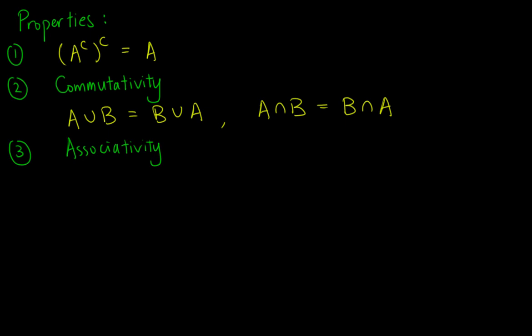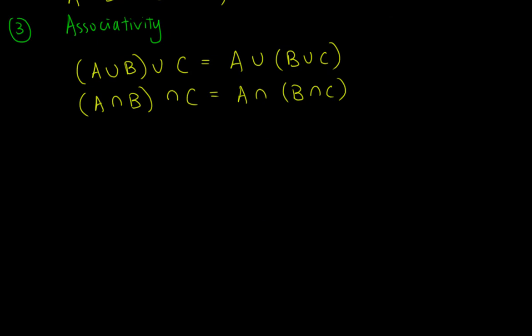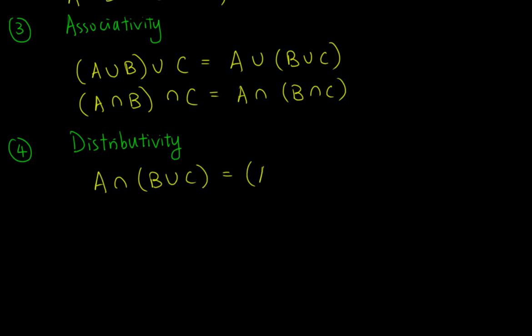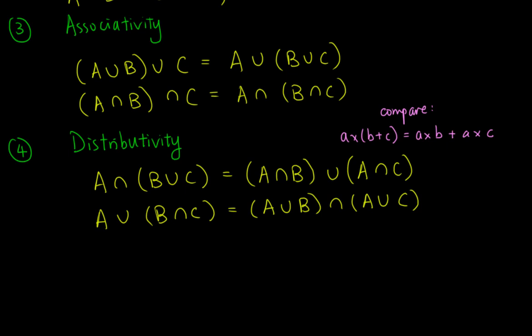Similarly, we have associativity, which just means that when we have three sets, it does not matter in which order that we take the union or the intersection, as long as the operations are either both unions or both intersections. In the case that we have a union and an intersection, we have distributivity. If we intersect A with the union of B and C, then it is the same as taking the intersection of A and B first, and then union that with the intersection of A and C. This can be more easily remembered by comparing it with the distributive law in arithmetic, which says that A times bracket B plus C is the same as A times B plus A times C. Similarly, we have A union the intersection of B and C equals the union of A and B intersect the union of A and C.